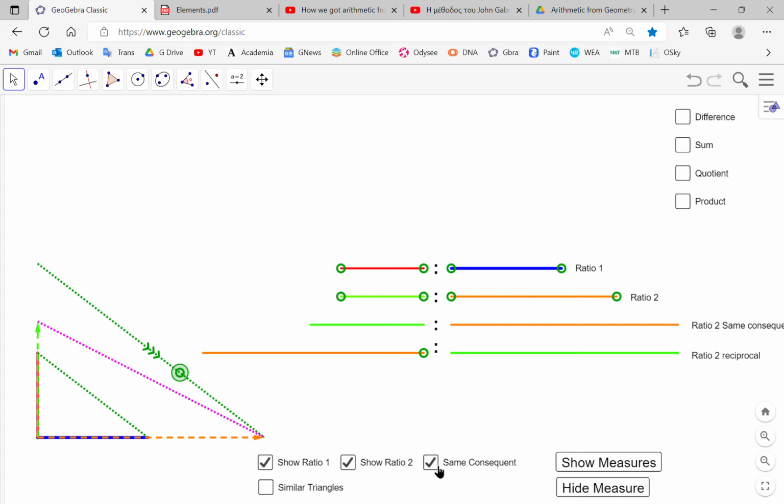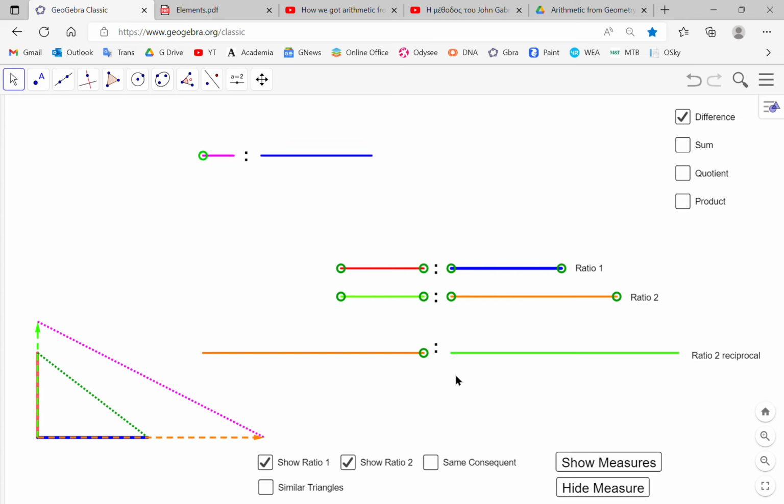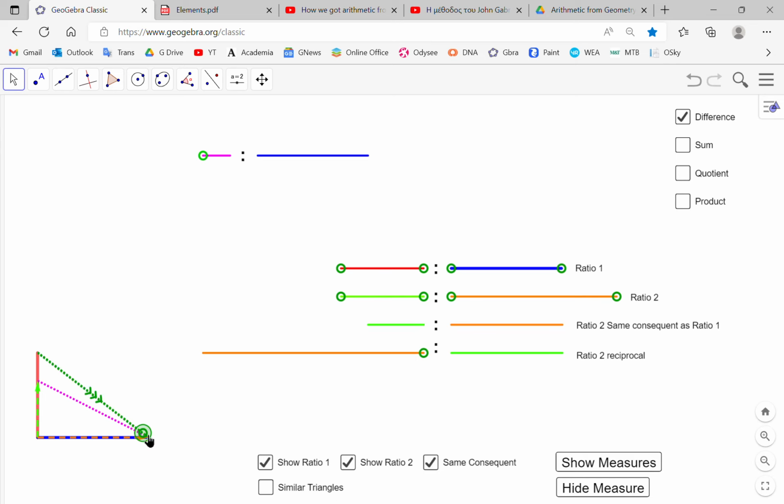So let's see how we can do that. The difference, for example, will simply be found after we've moved the ratios so that they have the same consequent. Now they have the same consequent, and I'm going to just enable the grid.